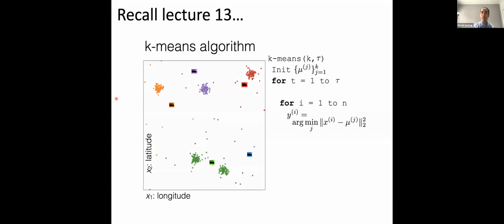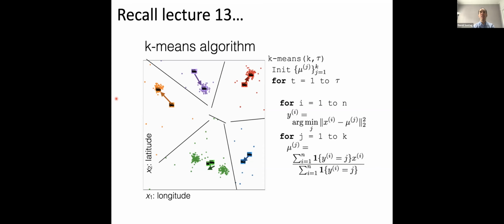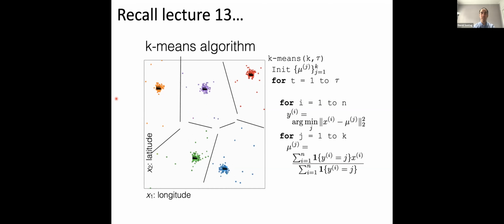Then the second step of the k-means algorithm assigned every data point to their closest mean. And so that's what you're seeing here by the colors. We're then going to average the data points assigned to each mean in order to get a new mean for that cluster. And then we're going to repeat this procedure over and over again until it converges and you get a final clustering out.